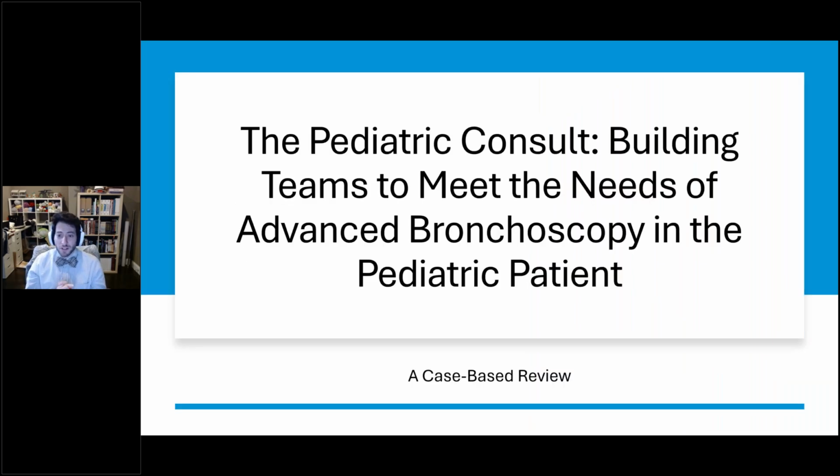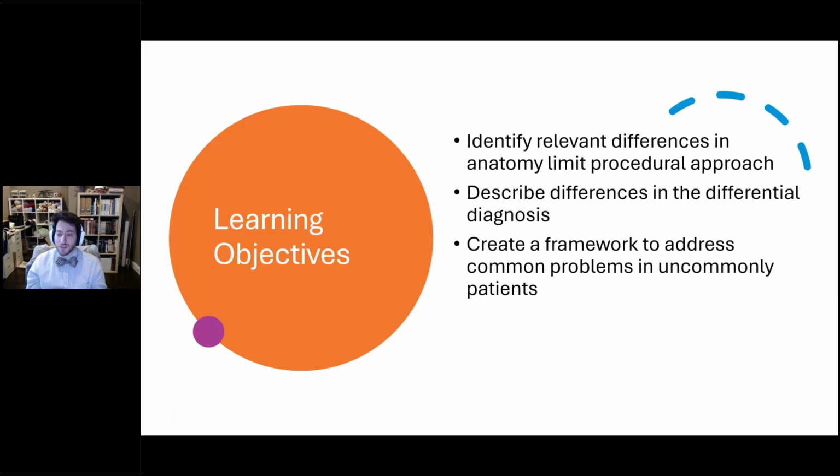So we're going to be starting and talking about pediatric advanced bronchoscopy. And I thought it'd be useful to really kind of start by discussing where we are, the scope of the problem, and then starting to explore some of how to approach the pediatric patient, a mental framework to use, and then some of the evidence that may or may not support some of our decision making.